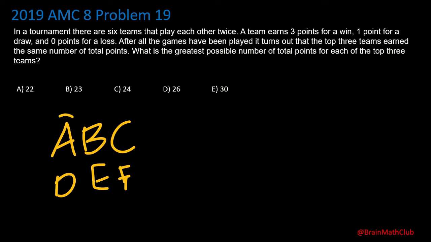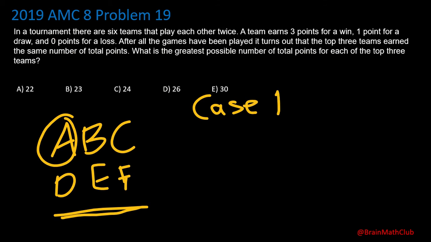So now I'm just going to take A, and I'm going to break it up into 2 cases. How many points did A earn while playing with D, E, F, and how many points did A earn while playing with B, C? Now for case 1, I know that A played with each of the last 3 teams twice: 2 times with D, 2 times with E, and 2 times with F. And in order to get the greatest possible number of total points, I need to make sure that A has won against those 3 teams.